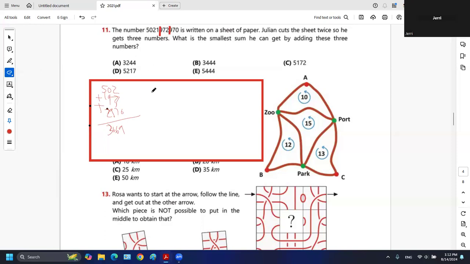Five zero two one, 972, 970, that is 6963. There's no answer like that. And now it would be the last one.